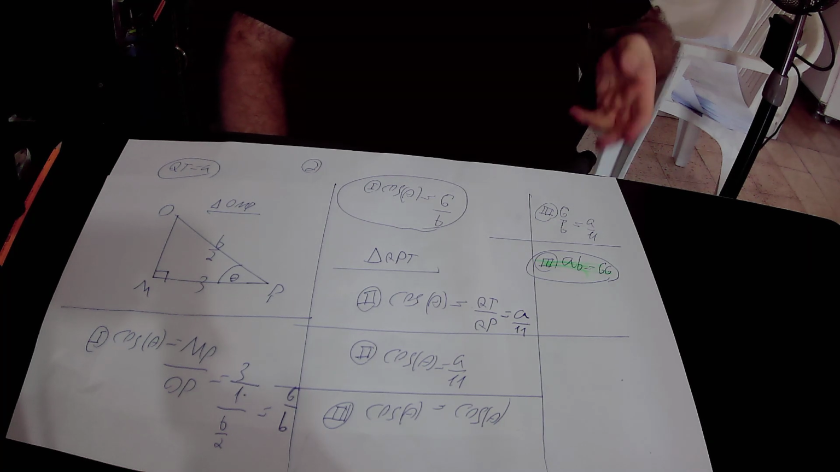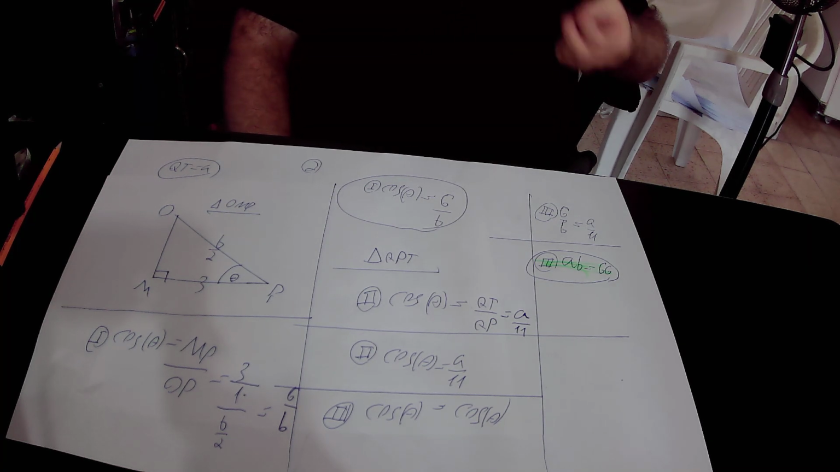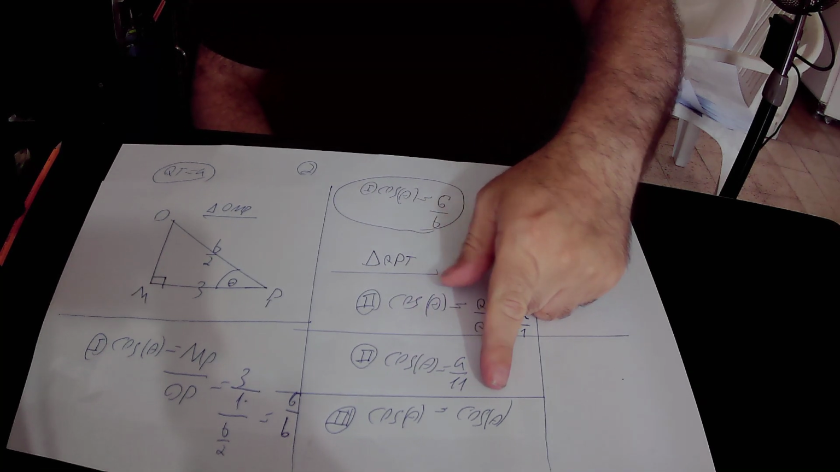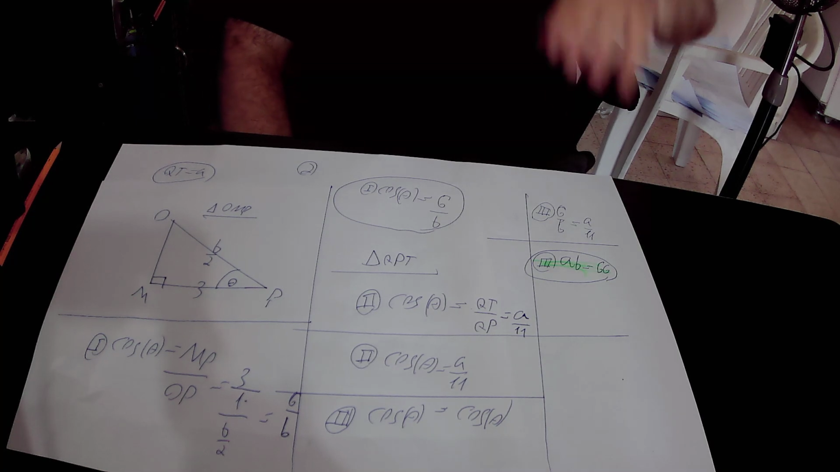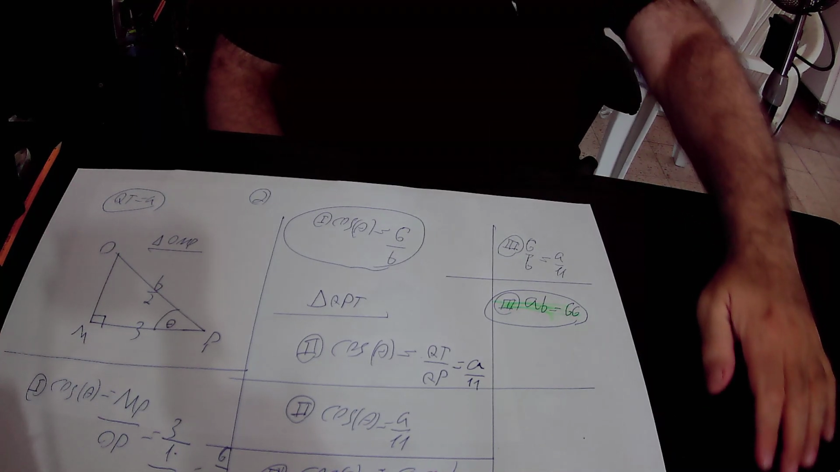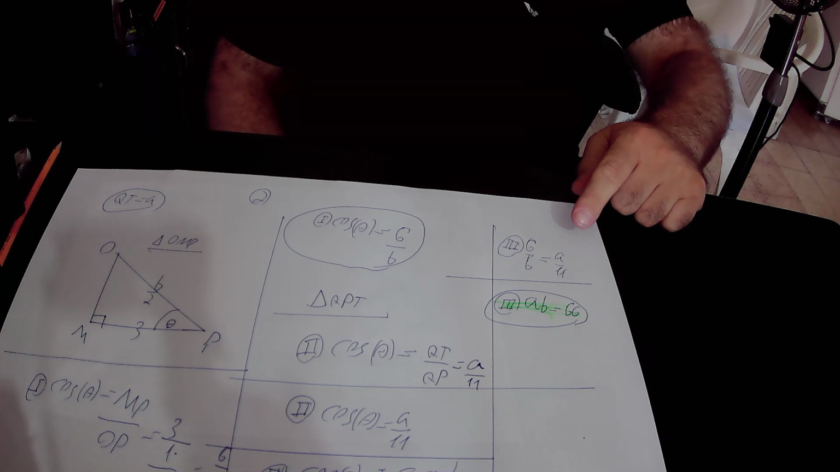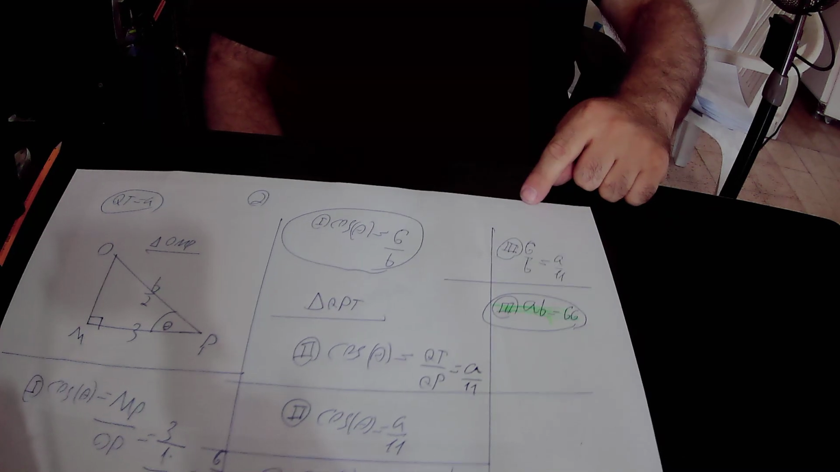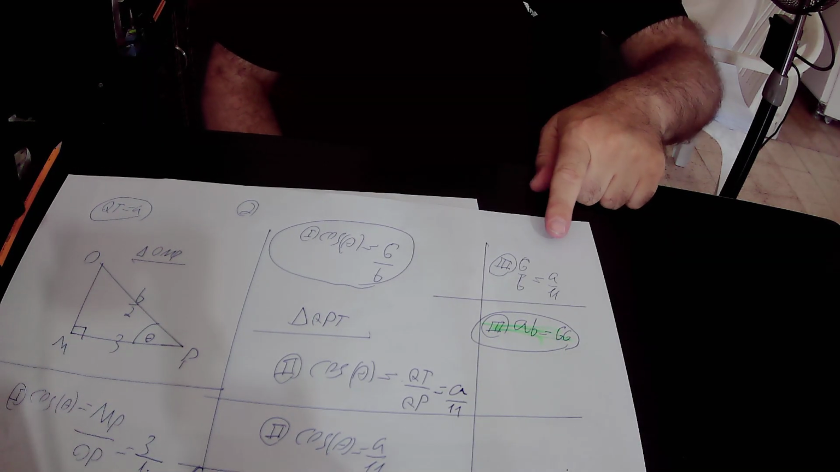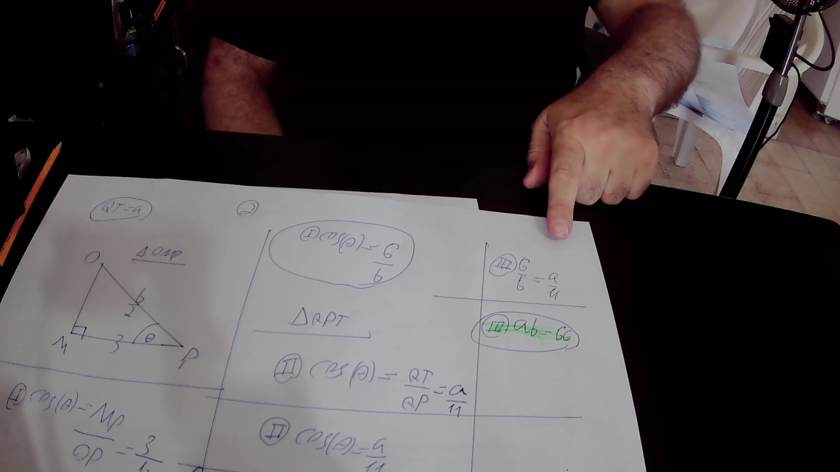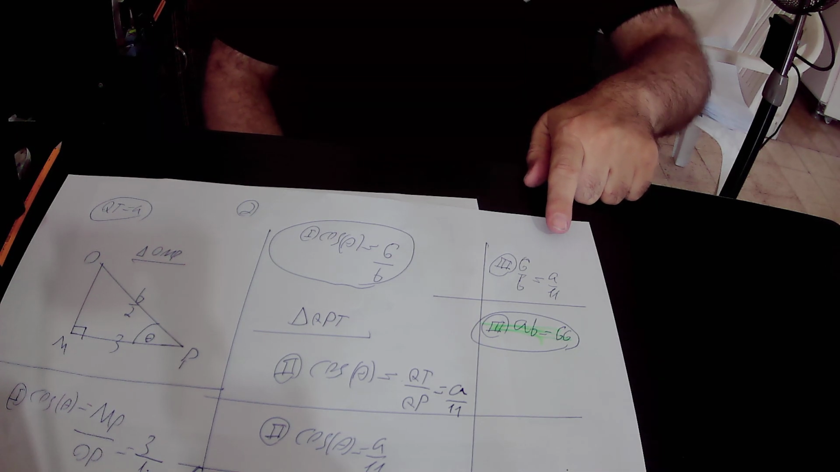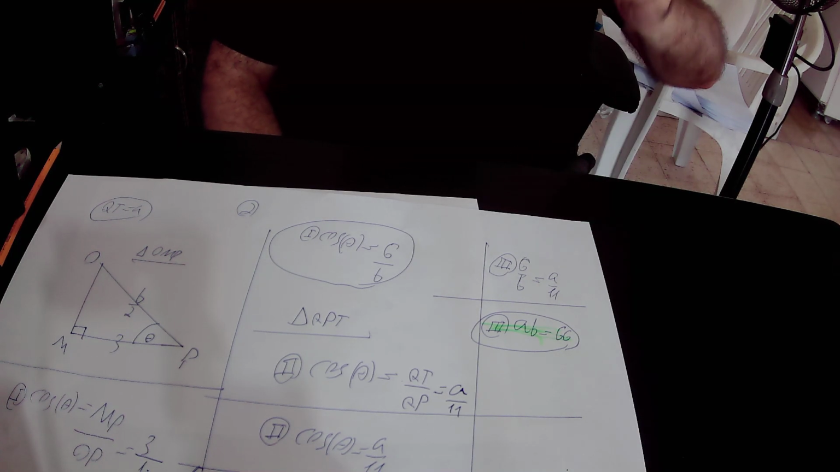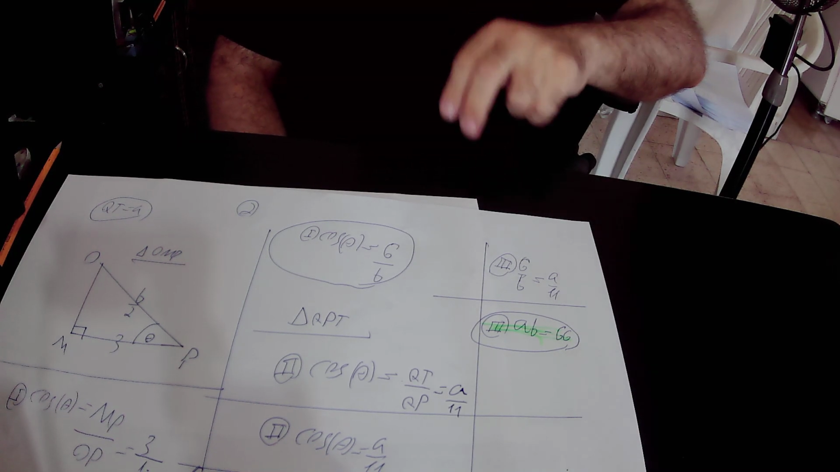So we have two different expressions for cosine theta, therefore we create equation number 3, which states that cosine theta according to equation number 1 must be equal to cosine theta according to equation number 2. Cosine theta according to equation number 1 equals 6 over b, and it must be equal to a over 11. So according to equation number 3, 6 over b equals a over 11. Here we cross multiply and find that a times b equals 6 times 11, that is 66. So ab equals 66.